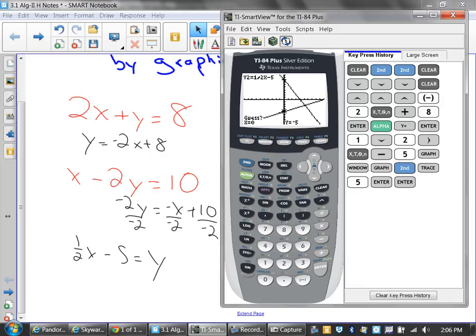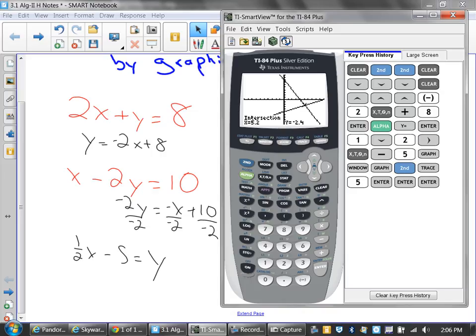The next button is guess. And there's your intersection. You have to hit yes. Just hit enter one more time. Basically, all you do after you hit the button for number 5 for your intersection, you hit enter then 3 times. And you get your intersection at 5.2 and negative 2.4.